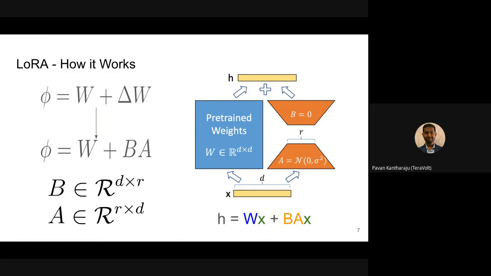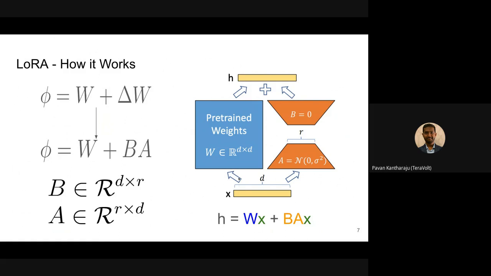For example, if we're using GPT-3, I think D would be 418,000 there. So it would be 418,000 by 1 if you were to use a rank R equals 1. So R can be substantially lower than the original dimensions of the model.